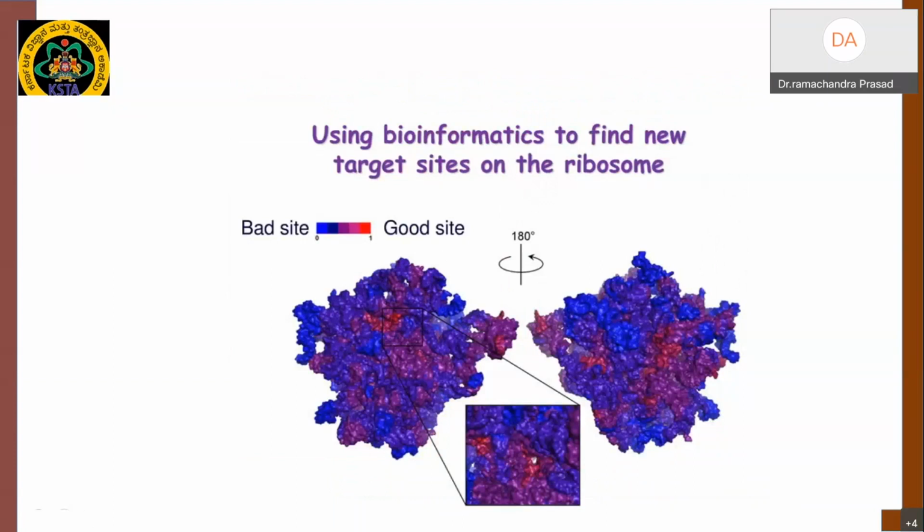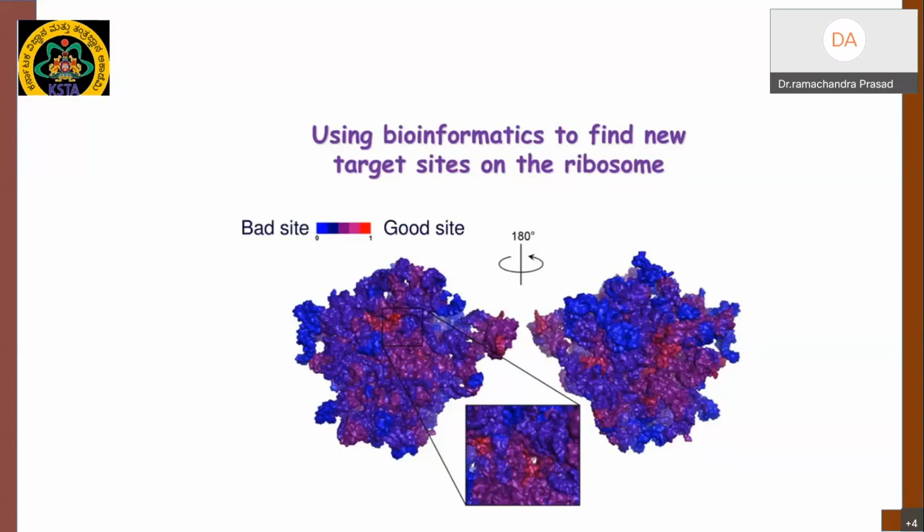Suppose you take an antibiotic, it has to reach a target. How do you define the target? Earlier we were using some methodologies, but those methodologies were not as accurate compared to the technologies we are using now, that is bioinformatics. So you can use bioinformatics to find a new target, because the previous target is already drug resistant. That's why we need to find the new target.